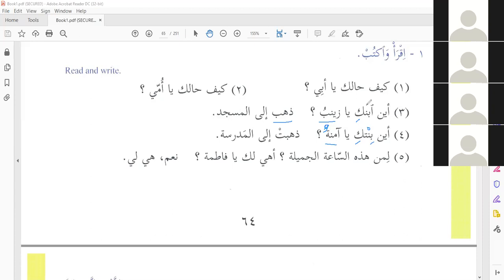Here we were asking about the son. Here we're asking about the daughter. Okay. Ya Zainabu, ya Aminatu. We're talking to females in both examples. However, whom we're asking about changes. Aina ibnuki, aina bintuki. And so the response has to correspond to the gender of who we're talking about. Dhahabat, meaning that the daughter of Amina went ila al-madrasati.